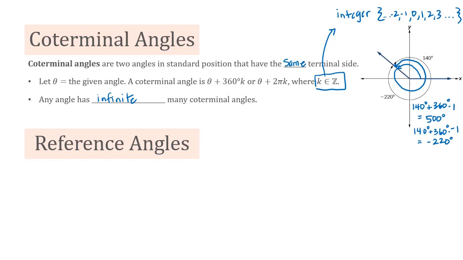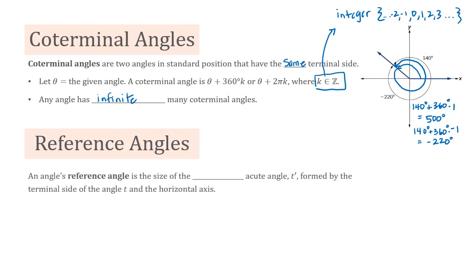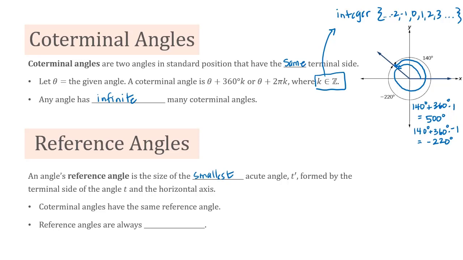Now, what's a reference angle? An angle's reference angle is the size of the smallest acute angle, which we're going to call T prime, formed by the terminal side of the angle T and the horizontal axis. Coterminal angles have the same reference angle, and reference angles are always positive. They're always positive.